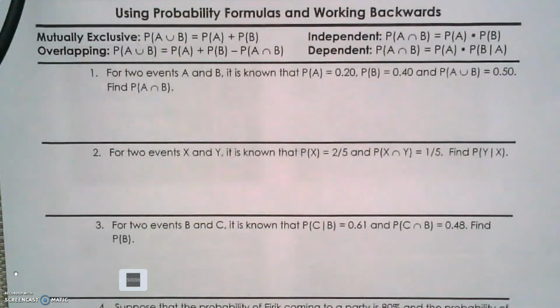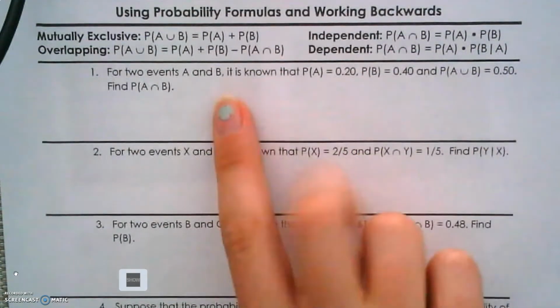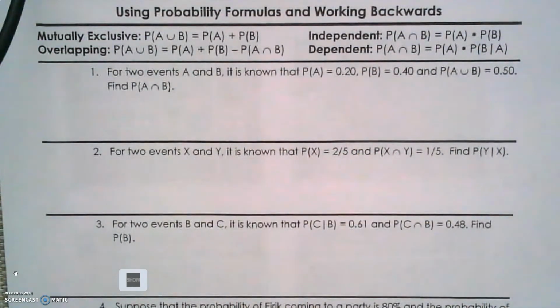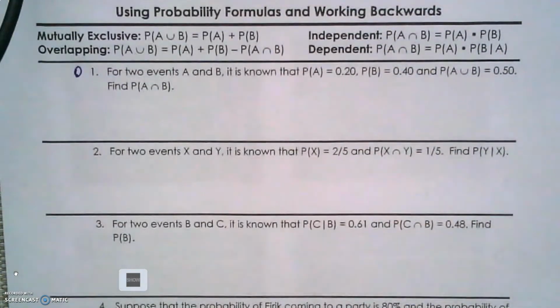Let's continue on with some more examples. So the first example here, for two events A and B, it is known that we have the probability of A, the probability of B, and the union, and we want to find the intersection. So knowing these three, that fits in with the overlapping event. So I'm going to put an O for overlapping. So we're going to fill in those things.